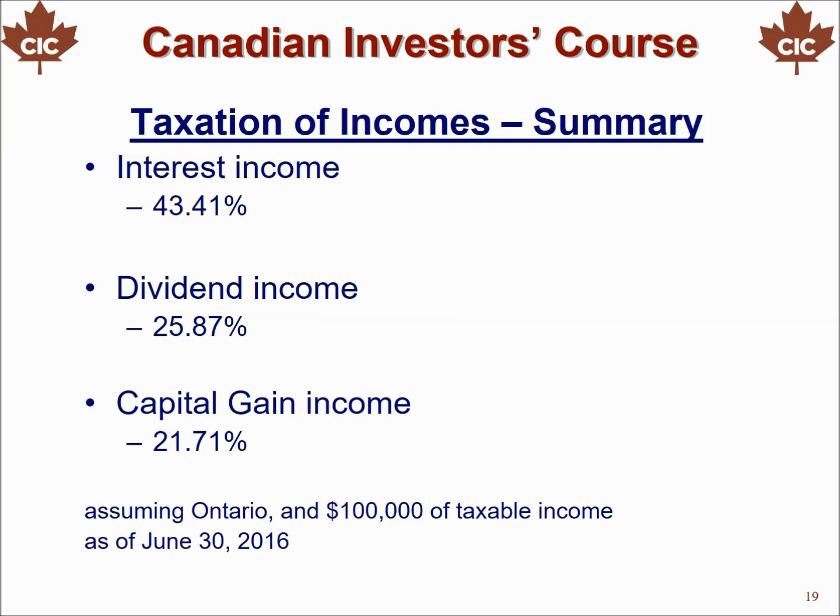So to summarize the taxation of incomes, for a person earning $100,000 in taxable income as of June 2016, the marginal tax rate for interest income for that individual would be approximately 43.41%. They would pay 25.87% on dividend income and about 21.71% on capital gains income. So clearly, if you could, you'd want all your income to be capital gains, which means you need growth from your stocks. Having said that, don't chase growth at a higher level of risk than you're willing to tolerate.